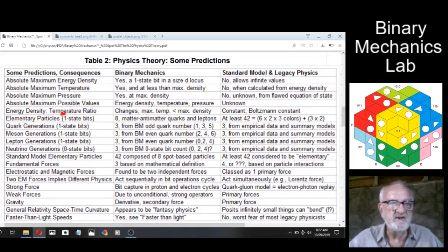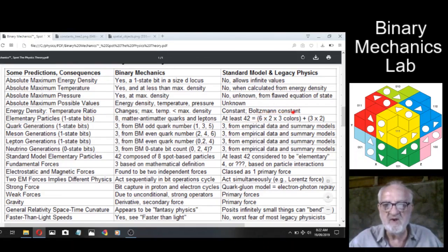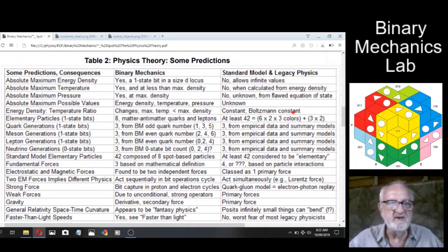Concerning energy density temperature ratio, I touched on that. That's related to the Boltzmann constant, which posits that over the entire energy density range, the Boltzmann constant will allow you to compute a temperature. However, the Boltzmann constant is not constant over the range of energy density that's possible. And maximum temperature actually occurs at a point less than maximum energy density. It appears to be about 0.75 of maximum energy density.